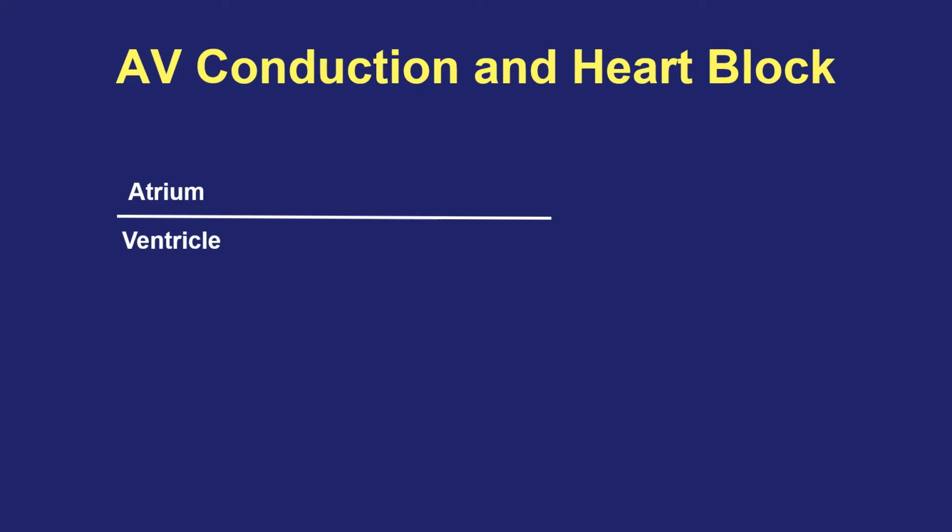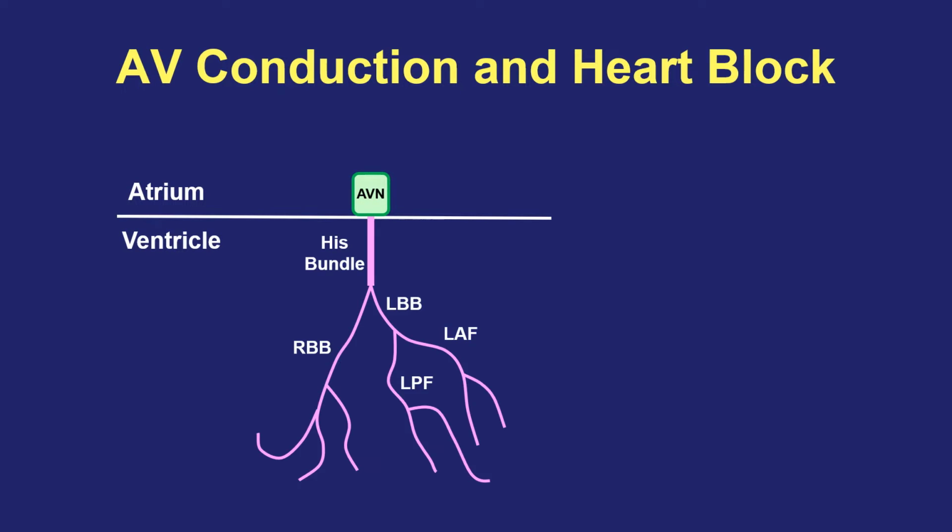Let's review how conduction occurs from atrium through to ventricle. There are 2 stages from atrium to ventricle in the normal heart. First, signals have to get through the AV node, and second, they go down this rapid transit His-Purkinje tree. These 2 components of AV conduction have very different electrical properties, and they fail in very different ways.